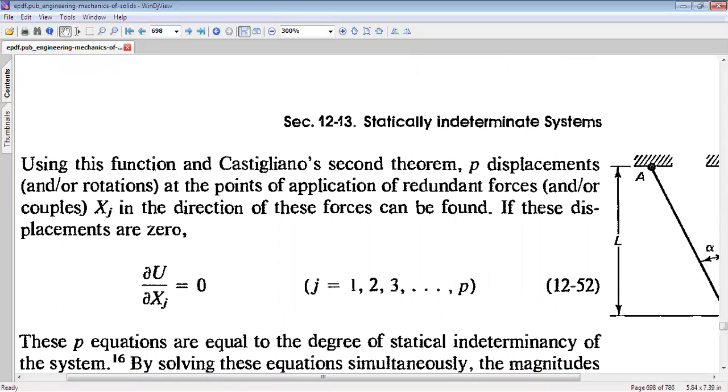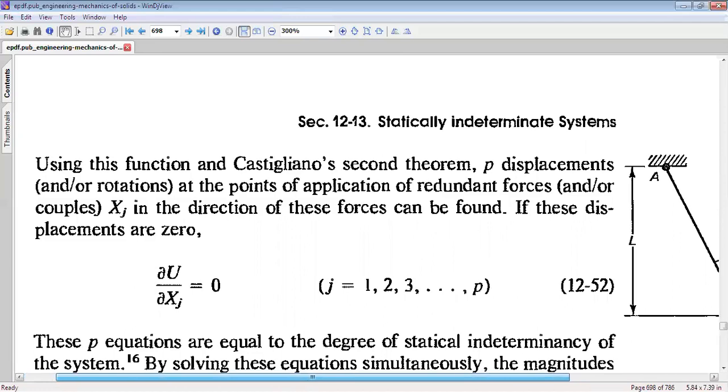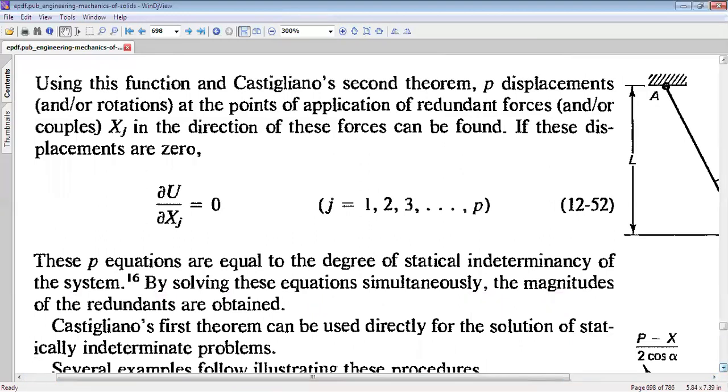12.52 by equating ∂U by ∂Xj equal to zero, where j goes from 1 to p and Xj are the reactions. Here it is worth noting that ∂U by ∂Xj has been equated to 0 because the deflections at the location of the reactions are 0. So this way, we will get p equations which are equal to the degree of statical indeterminacy of the system. And by solving these equations simultaneously, the magnitudes of the redundants can be obtained.